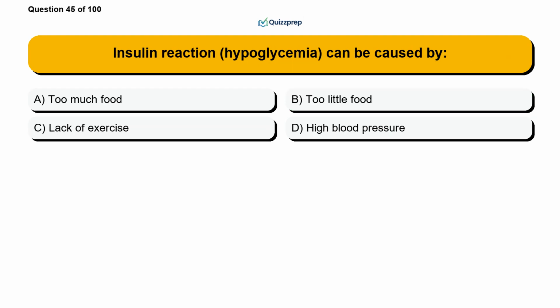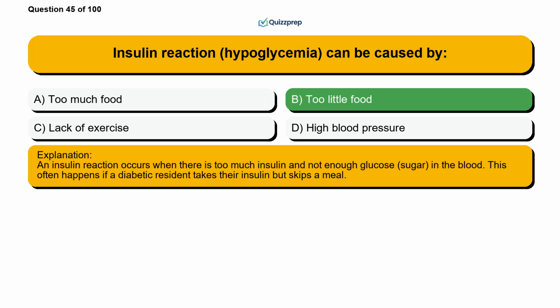Question 45. Insulin reaction, hypoglycemia, can be caused by option A, too much food, option B, too little food, option C, lack of exercise, option D, high blood pressure. The correct answer is option B. Too little food. An insulin reaction occurs when there is too much insulin and not enough glucose, sugar, in the blood. This often happens if a diabetic resident takes their insulin but skips a meal.